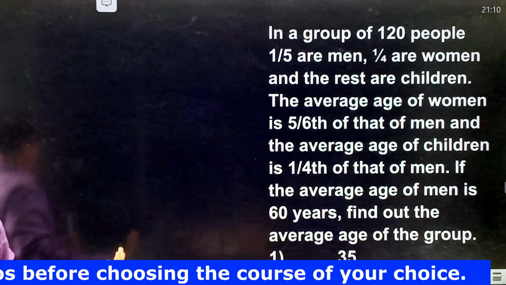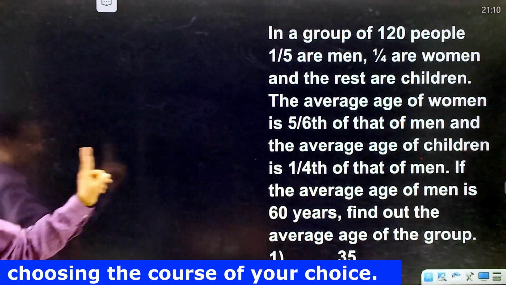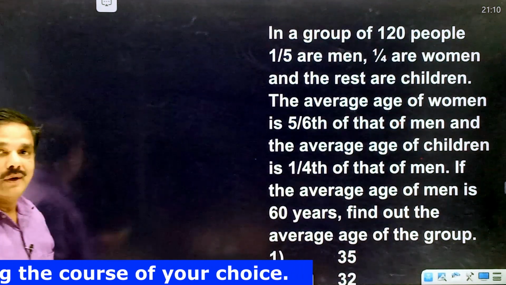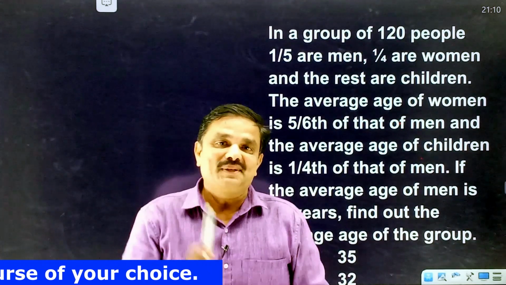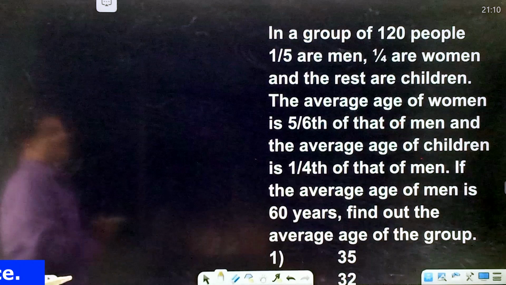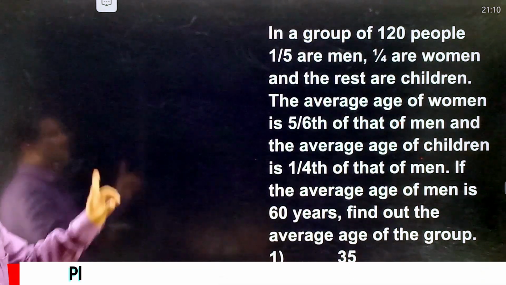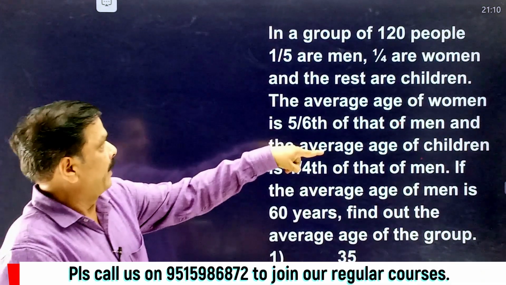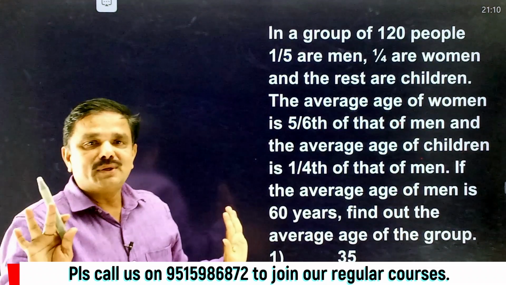First, please make a note of this question. Try to do it by yourself. Then after that, resume the video to go for the short trick and the solution. Okay, right, let's start the question. What they have given: in a group of 120 people, 1 by 5 are men, 1 by 4 are women, and the rest are children. Simple information.